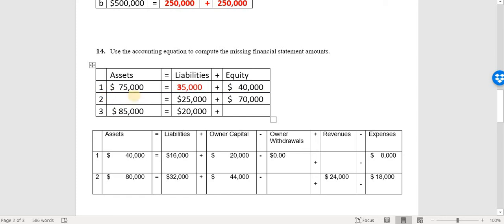We don't know what the assets are, but we know it's equal to our liabilities plus our equity. So if I add my liabilities of 25 plus my equity of 70, my assets better be 25 plus 70, which is $95,000. Make sense?